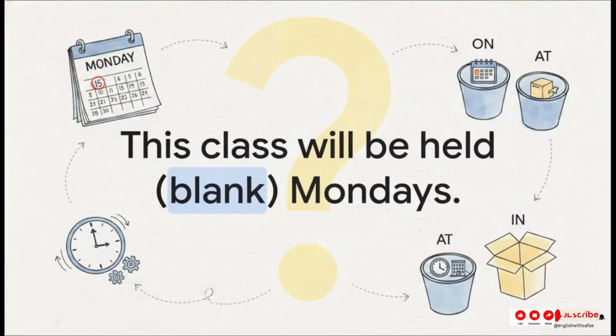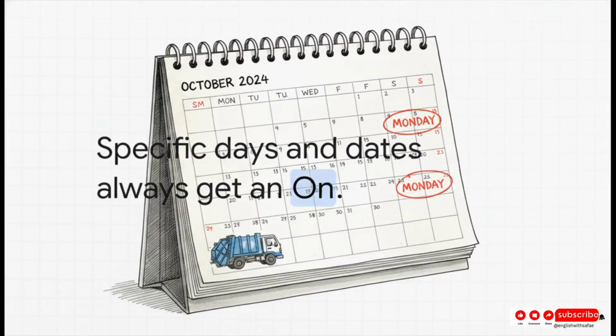Last question, let's bring it home. This class will be held blank Mondays. We know it's a day of the week. Which preposition bucket do recurring days and calendar dates fall into? It is on. This class will be held on Mondays. Just like the garbage truck comes on Wednesdays. Specific days and dates always, and I mean always, get an on.